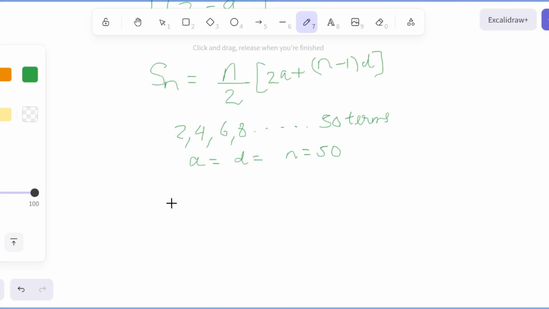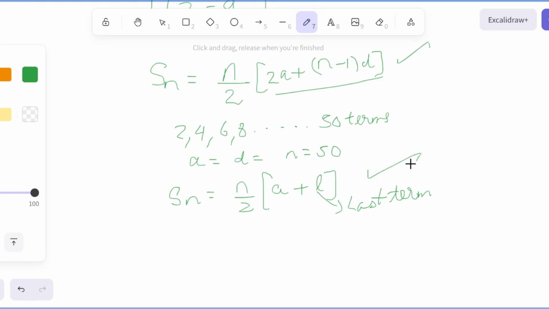Another formula, which we sometimes need when we are given the first and the last term, is n by 2 times (a plus l). Here n is the number of terms, a is the first term, and l is the last term. If we are given the last term and the first term, and they ask us to find the sum of this many terms, we can use this formula. Actually, this is derived from the previous one, but it is good if we learn both of them.